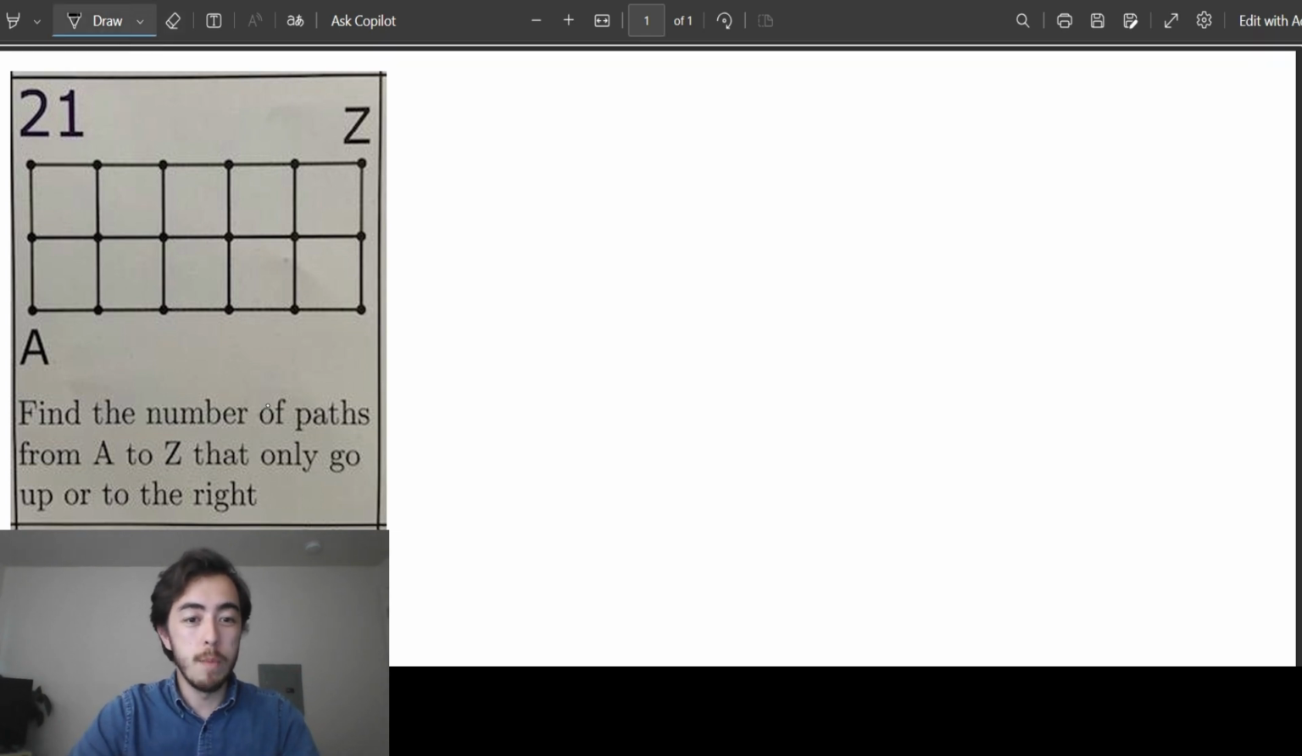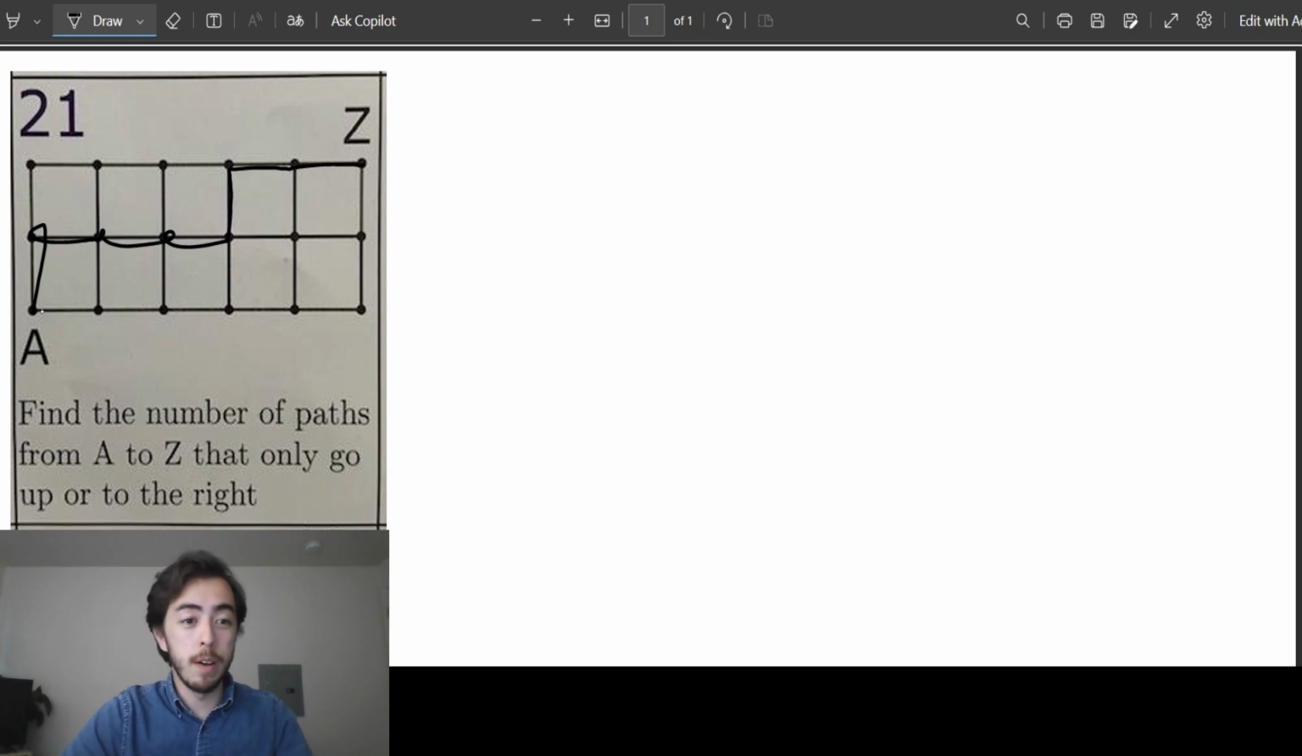We need to find the number of paths that go from A to Z that only go up or to the right. So it looks like, for example, we could go up and then right, and then right, and then right, and then up, and then right, and then right. And we have found a path to go from A to Z, only going up and then right.